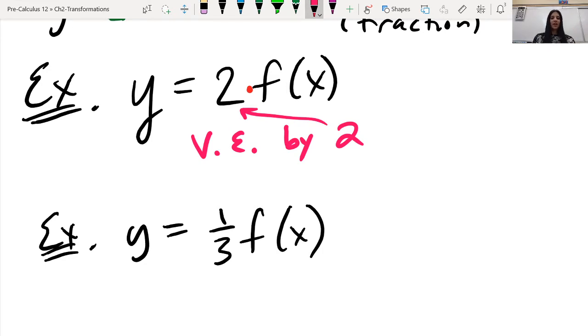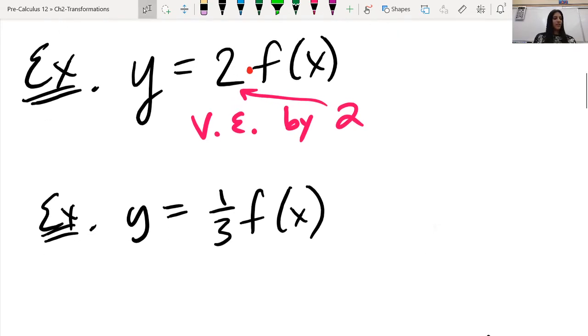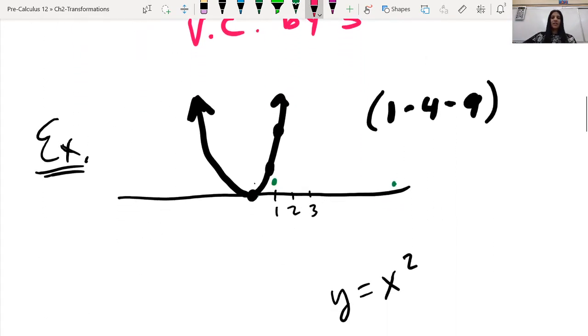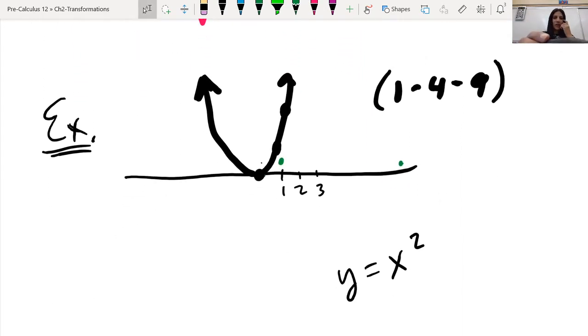Notice how here I have a factor of a third here. So this would actually be a vertical compression by a factor of a third. So again, this is affecting the y values. So what that's saying is it's taking your graph and sort of doing this to it and shrinking it down. Let's take a look at what this would look like on a graph.